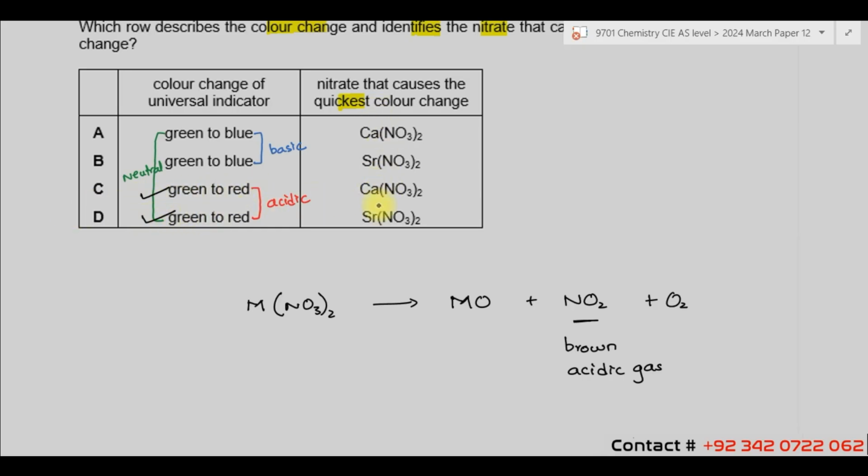Now let's see which one is faster, calcium nitrate or strontium nitrate. Calcium is above strontium in group 2. Strontium is below in group 2. So as we move downwards, the thermal stability increases. This is because the size of the cation increases and the polarizing power of the cation decreases. So it is easier to decompose calcium nitrate. This one will be faster. The correct answer is therefore C.